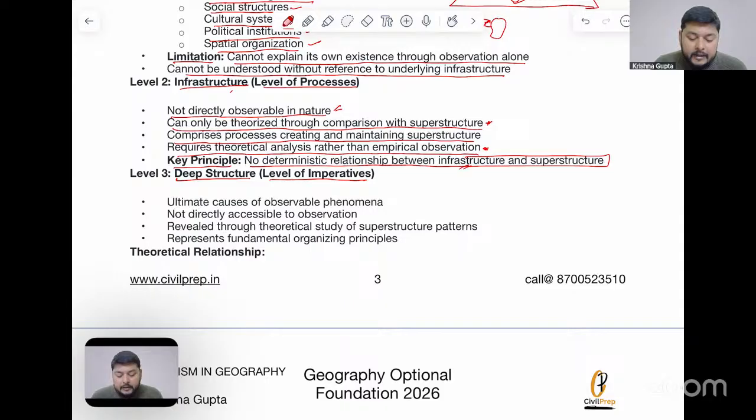Then level number three, that is the deep structure, the level of imperative, the ultimate cause of observable phenomena. If we are having a certain thought process, what is the cause of this thought process? Is it something related only to capitalism? Is it related only to the political view? Is it only related to something educational? No, there are certain things which are running behind them, which are part of the deep structure. And this deep structure is the actual cause of certain phenomena which take place over space.